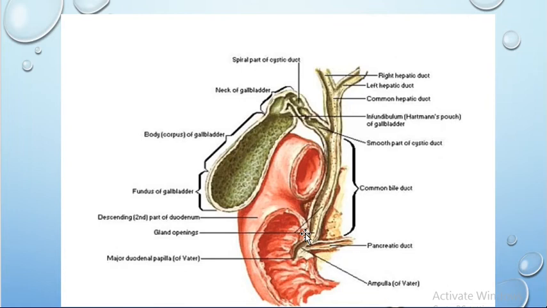The problem is not in the conjugation, the problem is in the drainage system. The drainage system will not work properly. Why? Because the obstruction is outside the liver. So I hope you understand this very well.